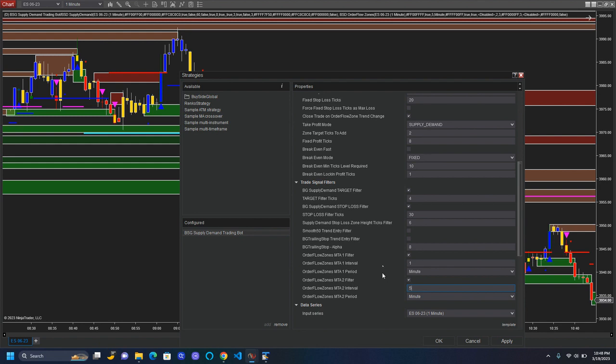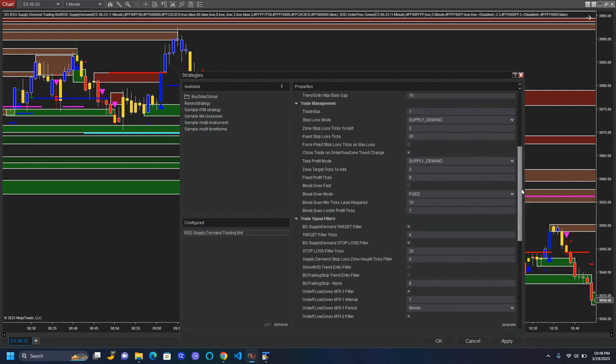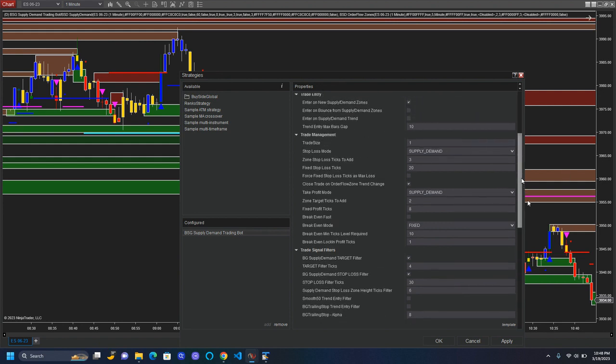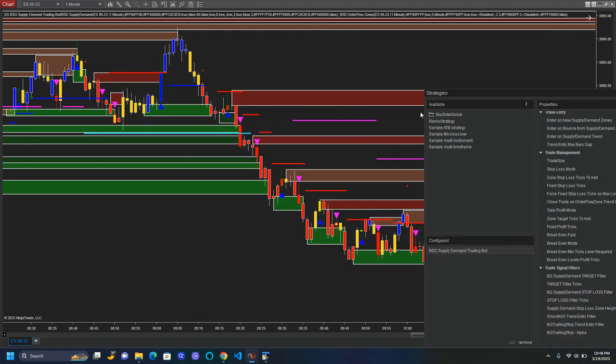Let me show you how it works when it's trending, and how it does not work when it's choppy. Let's see both. In this case, when the market is really trending, I think the best way is to let the trade run. I don't want to exit until the market reverses. Anytime supply and demand is chosen, that means I'm placing a fixed target. If I say run, I'm not placing a target, until the market reverses. Close the trade on order flow zone change. It'll exit the first time it sees the blue.